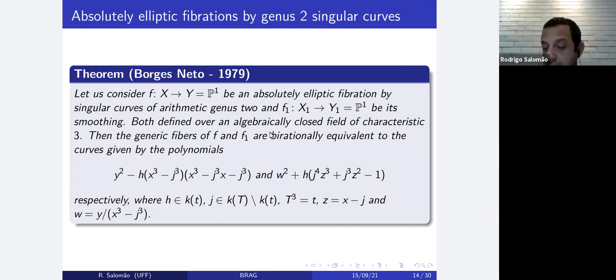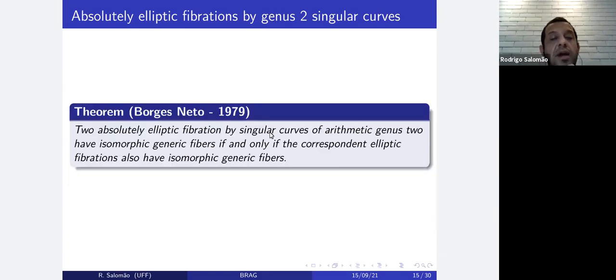So there is another important result due to Borges' method as well, which says that two absolutely elliptic fibrations by singular curves of arithmetic genus 2 have isomorphic generic fiber if and only if their corresponding elliptic fibrations also have isomorphic generic fiber. So the generic fiber of the smoothing characterizes the generic fiber of the non-smooth fibration, okay?